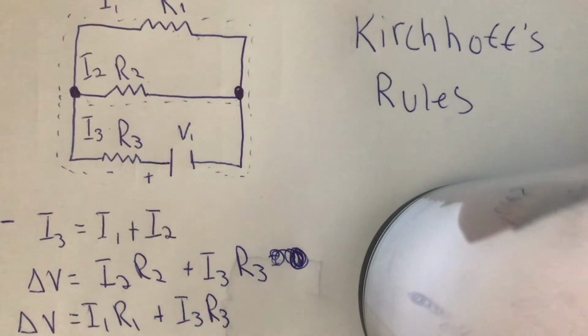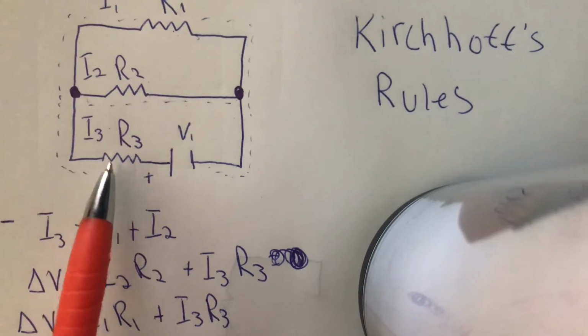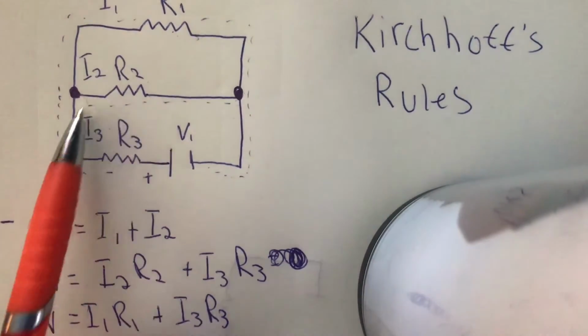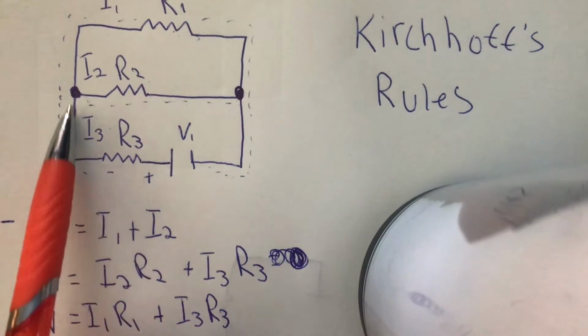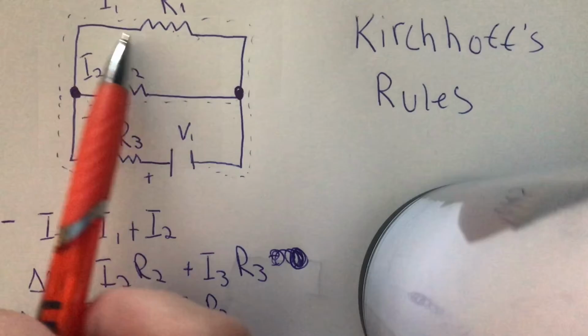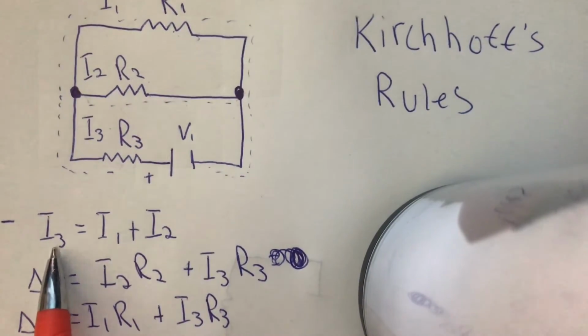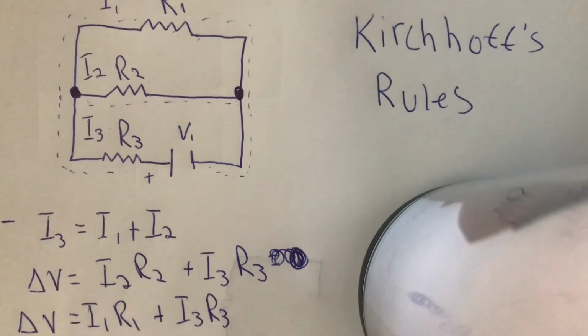So this is known as a junction rule, and we could write that. Now I named the currents after the resistors that they're on. So this current right here is I3, this current right here is I2, and this current right here is I1. So what we're saying is when I3 comes here, it splits up into I2 and I1. When it comes back together, it becomes I3 again. So we could say that I3 equals I1 plus I2. That's our first equation. Now we have to make another equation.